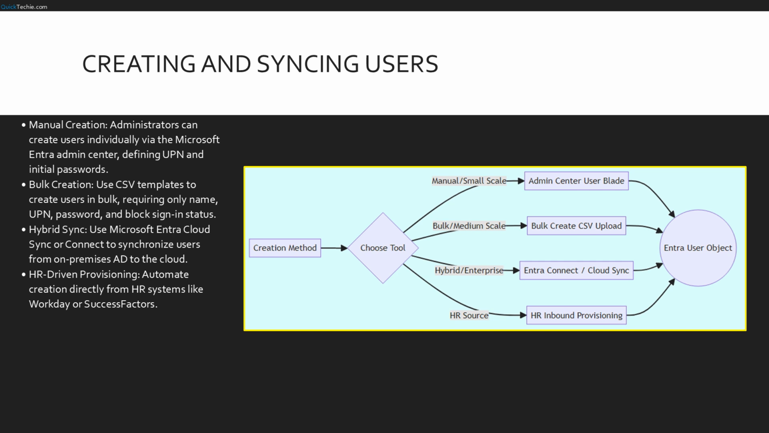This decision flow helps you select the right creation method. Starting on the left, we identify the creation method needed. If you are handling a one-off request, follow the top path to the Admin Center user blade. For a department onboarding, the second path shows the CSV bulk upload option. The bottom 2 paths represent automated enterprise flows, using Entra Connect for hybrid environments or HR inbound provisioning for direct integration. All paths converge on the right, resulting in a unified Entra user object ready for configuration.